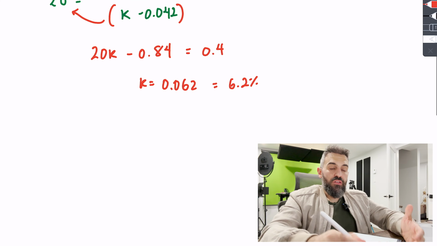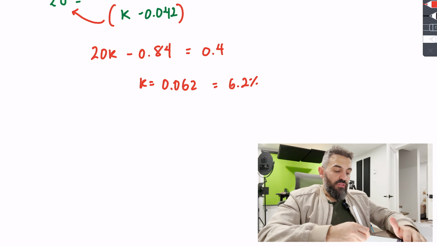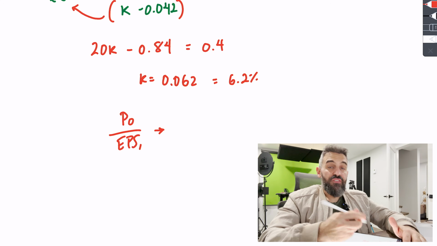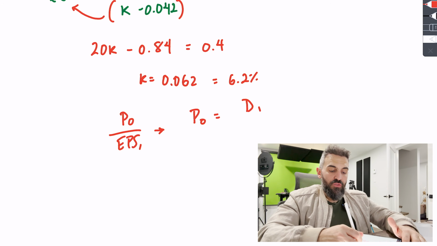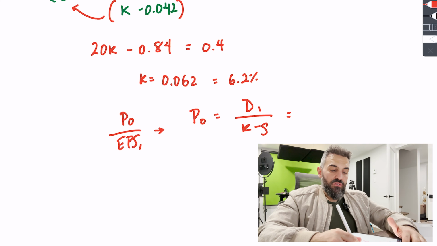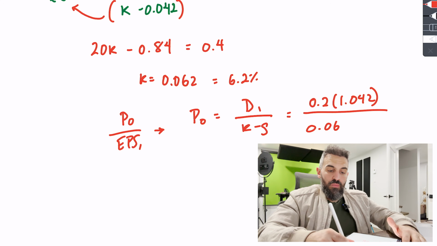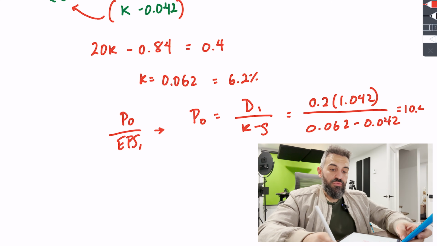Now let's see if we can use this to get back to that PE ratio of 20 just to confirm our answer. We know that the formula for the PE ratio is P0 over EPS 1. So let's find P0. We know that P0 is D1 over K minus G. So D1 would be D0, which is 0.2, times 1.042 over K minus G. So I get a price of 10.42.